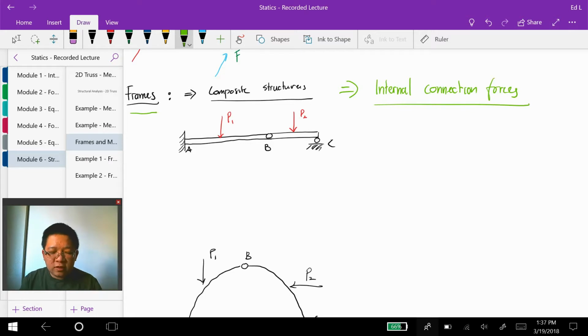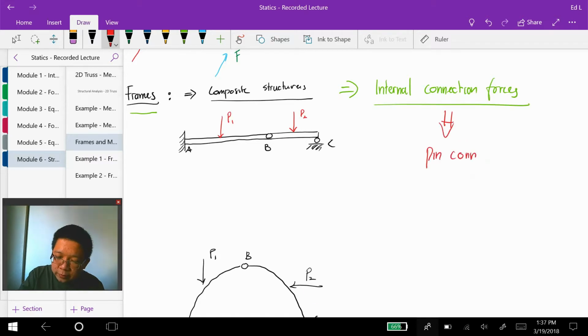Okay, so please differentiate between the internal connection forces and the internal forces of the members. Those are two different things. Internal forces are related to the body, to the members, and internal connection forces are related to the connectors between two bodies. In most of the problems that we will discuss in here, the connectors are pin connectors.